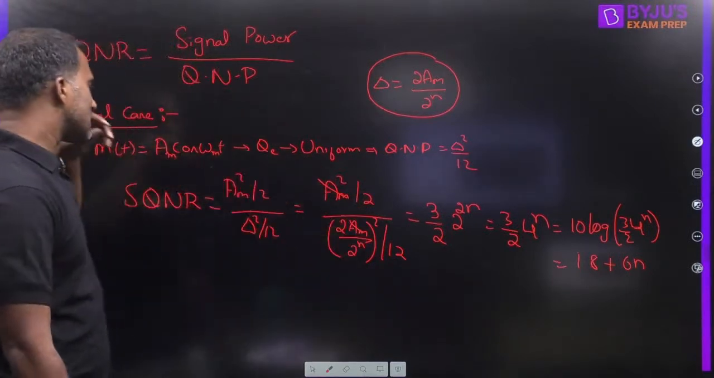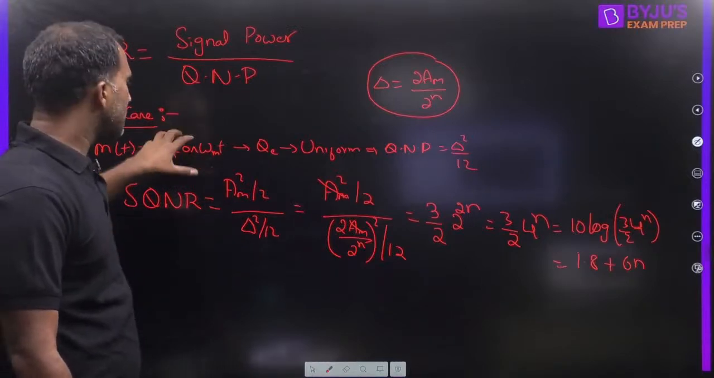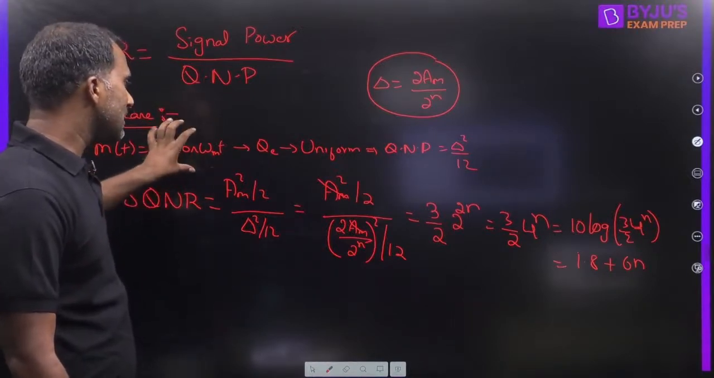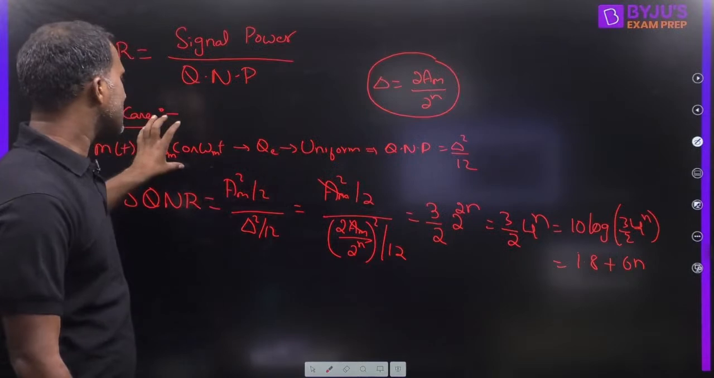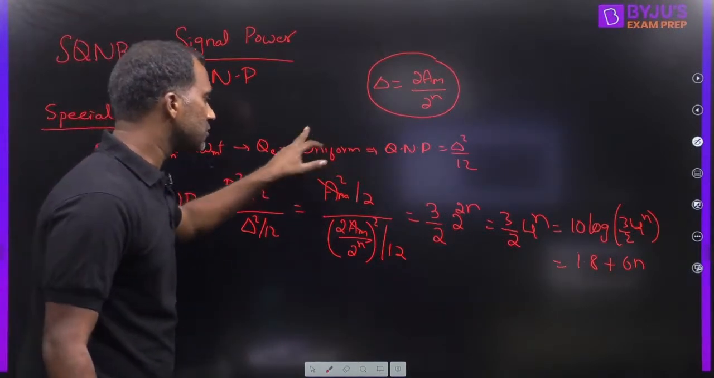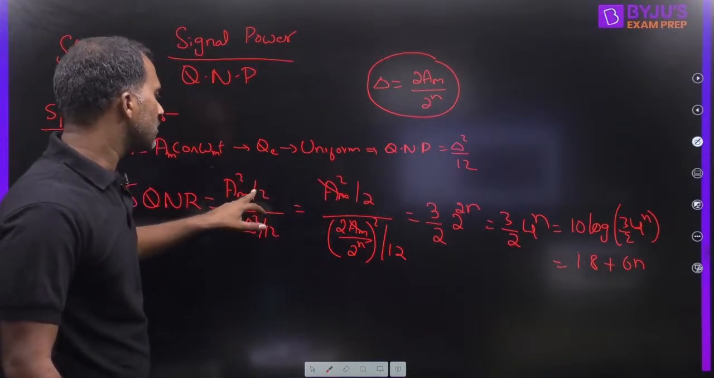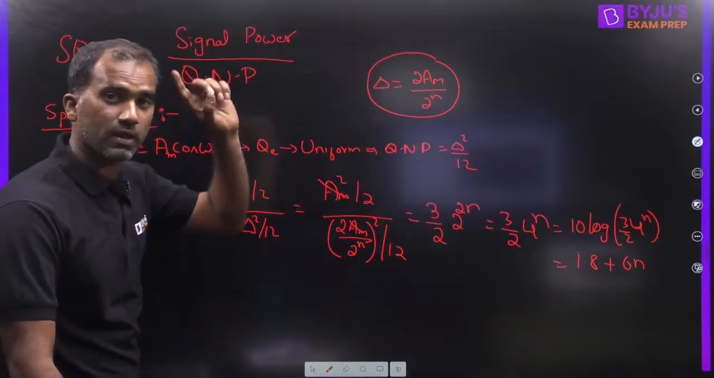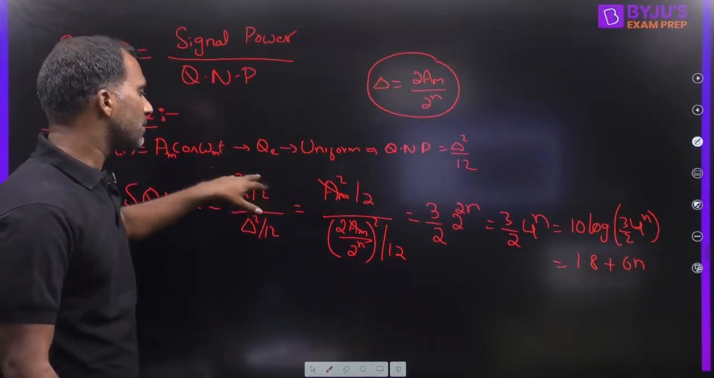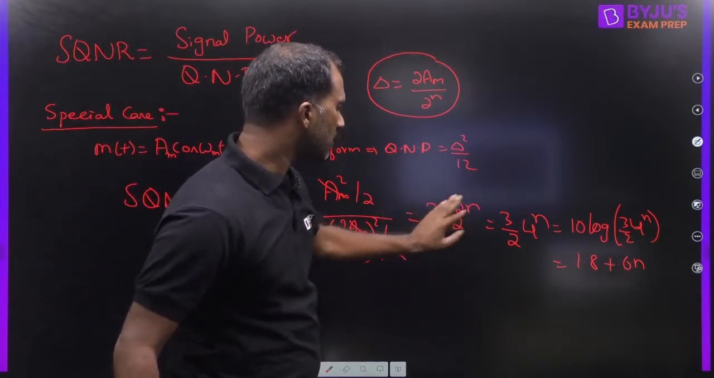Okay, fine. If m of t is not sinusoidal, what if it is some other signal, some other shaped signal, but the quantization error is uniform? Then also we assume quantization error is uniform, so this is del square by 12. But here the factor will change. Instead of Am square by 2, it will be some other factor, Am square by 3 if it is a triangle signal. If it is some other shape, it is Am square by some other constant. If that constant changes, only this part changes. This 2 power 2n part will not change.